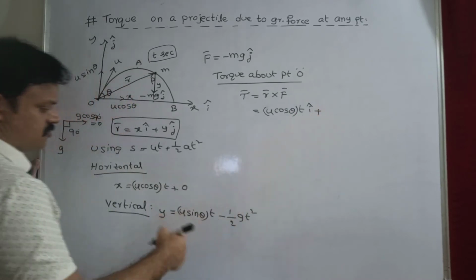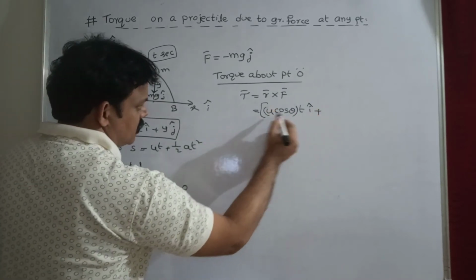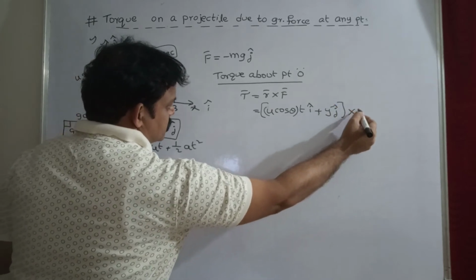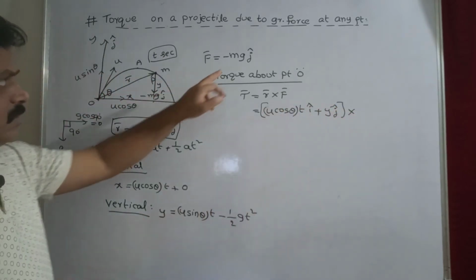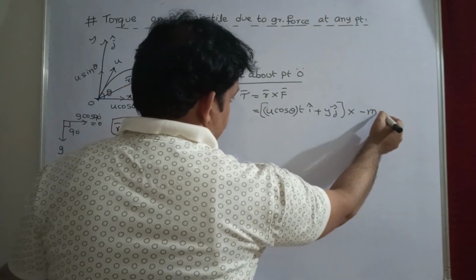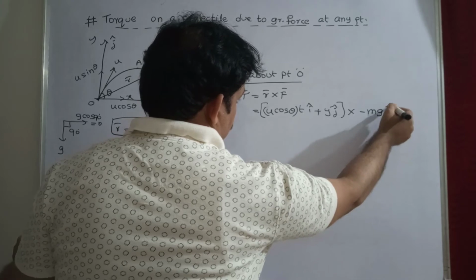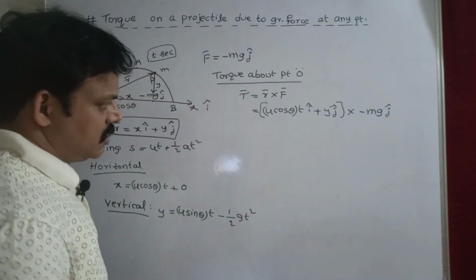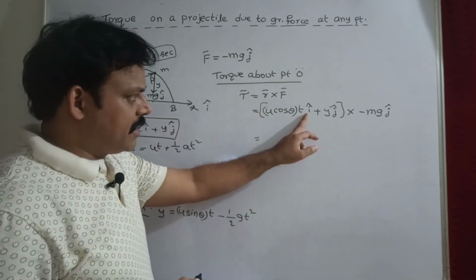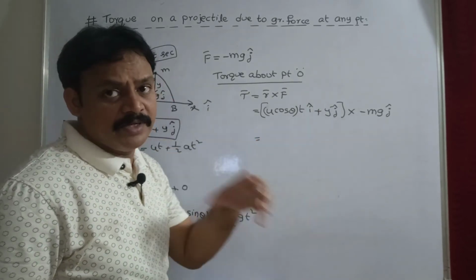What is y? I'm not going to substitute right now; I will keep it as it is. y into j cap. Cross, what is F bar? As we know, that is minus mg into j cap. So, I think you know about cross product. We know that i cap cross j cap is k cap.